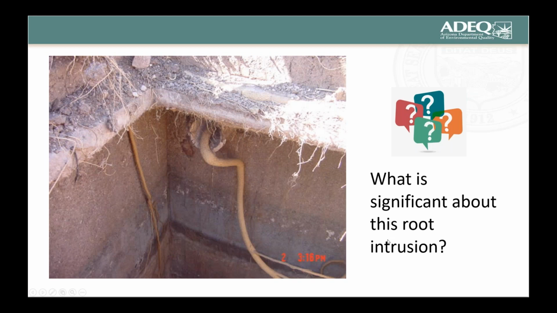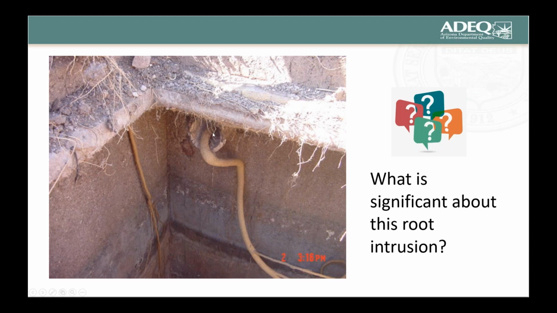Now, I thought this is a pretty good one. What is significant about this root intrusion? Right now, we've got a root that's coming out of the pipe. Given the fact that it's very large here, and then it kind of gets smaller and maybe curls around, I'm thinking this is the influent pipe. This one here is coming in, it looks like, through the edge of the crack between the top of the septic tank top and the sidewalls of the septic tank.